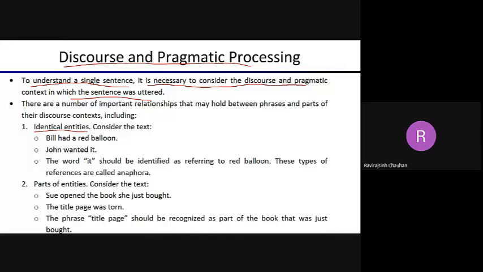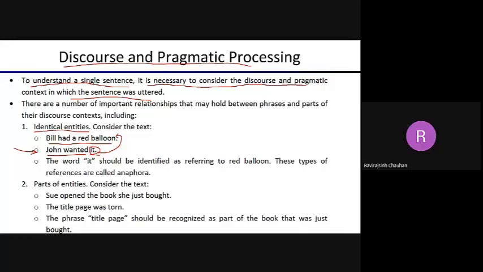One is identical entities. For example, Bill had a red balloon. What does Bill have? A red balloon. John wanted it. So here there is the word "it". What is the meaning of "it"? If you think you used semantic grammar for this sentence, then you will not understand the meaning of "it", right? Why? It must be relatable to red balloon.